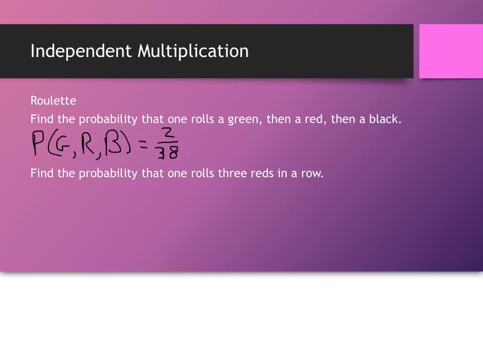Red, 18 out of 38. Black, 18 out of 38. And since these are independent, we can multiply all of them. Okay? And I got 648 on top out of, well, if I take 38 times 38 times 38, you get 54,872.